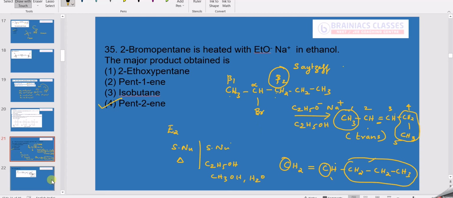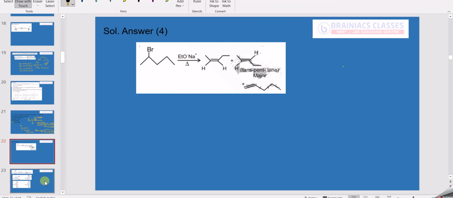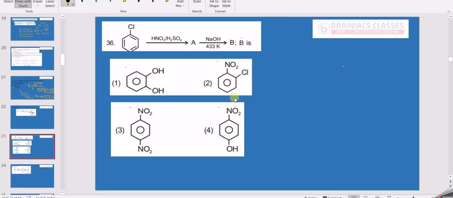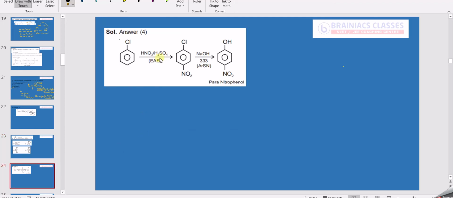Okay, so I hope there are no doubts. Now let's go to the next question and tell me what is the answer for this one. You have chlorobenzene which is treated with nitric acid and sulfuric acid. So they are trying to do nitration in this compound. The electrophile in nitration is NO2 plus. And we know that chlorine is an ortho-para directing group. So NO2 plus can attack either at the ortho position or at the para position.